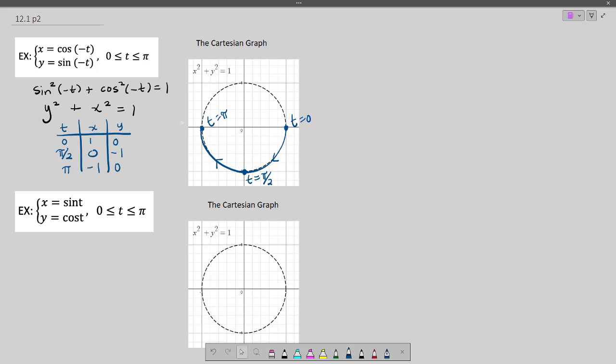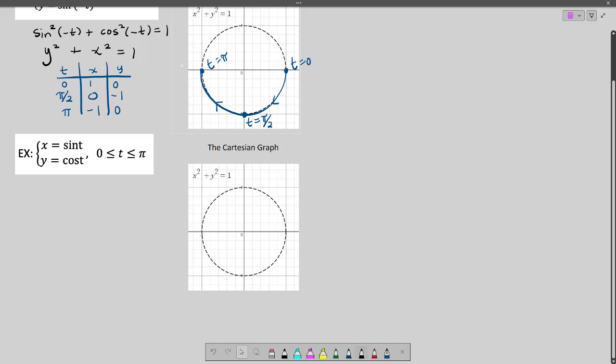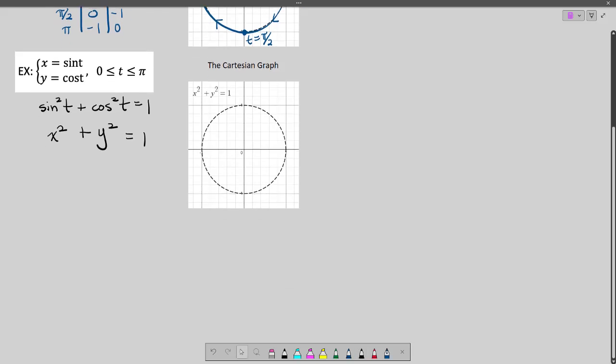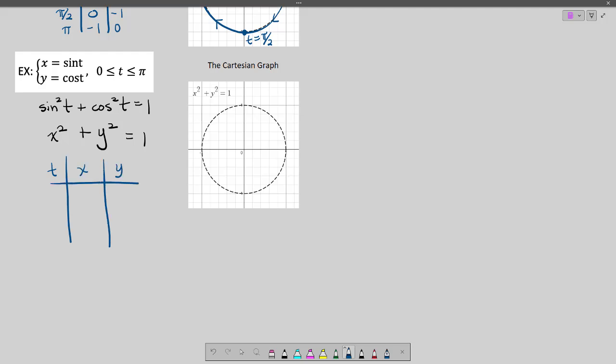Let's look at a third one here. You get the idea. So once again, we're going to use sine squared of t plus cosine squared of t is 1, the Pythagorean identity. Now we have x squared plus y squared equals 1. Same Cartesian curve. We know how to graph it. We graph it with dots or dashes because the parametric curve is a subset. Might be the whole thing, might not be.